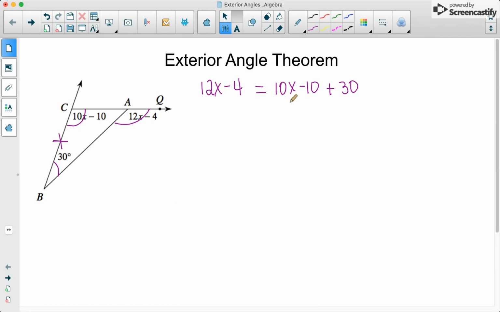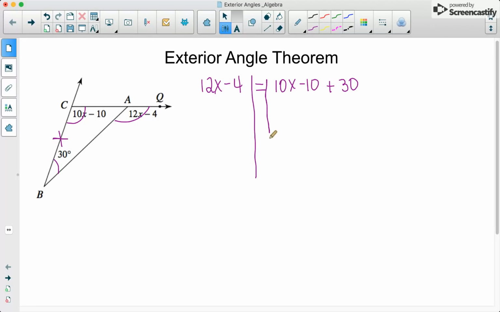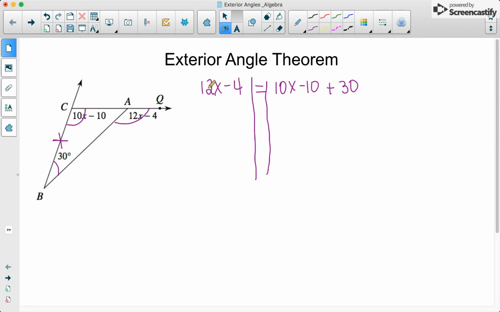Okay, so I'm going to start solving this equation. But before I do that, I want to simplify. I'm going to check if I can combine numbers over here on this side of the equation, but unfortunately I can't. We already know that this one has a variable. This one doesn't have a variable, so I cannot subtract them. So I'm going to have to just write them down the way they are.